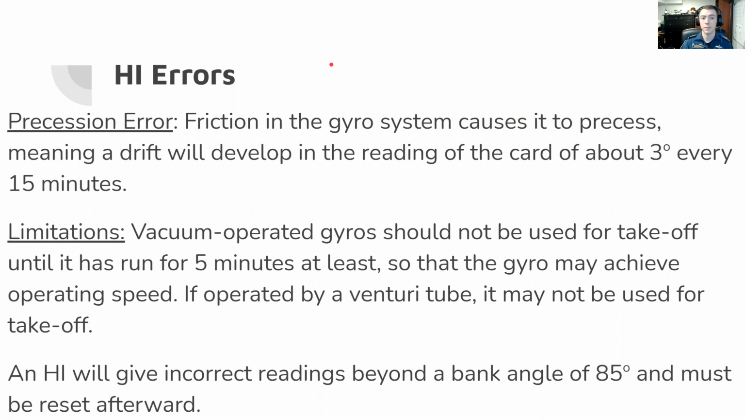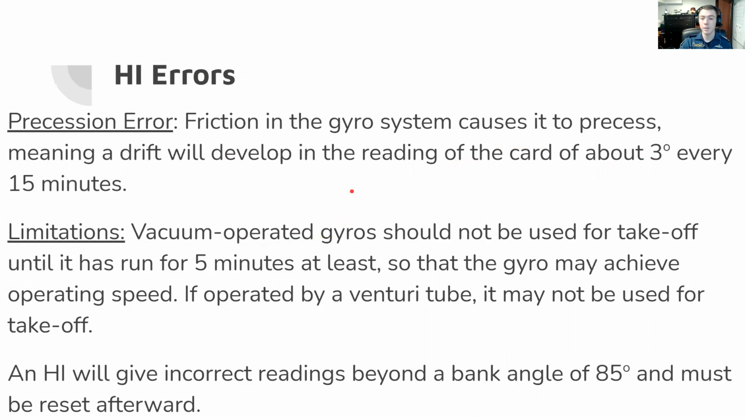Anyway, here we are with our errors for the heading indicator. Precession, as I mentioned: friction will cause it to precess, and you get about 3 degrees of precession error every 15 minutes. As I said, every 15 to 20 minutes, you want to check your heading indicator and see if you need to correct it, because it's an approximation. It's not definite, but it does become noticeable over time and can lead to you overshooting your location by several miles in some cases, even on short cross countries.